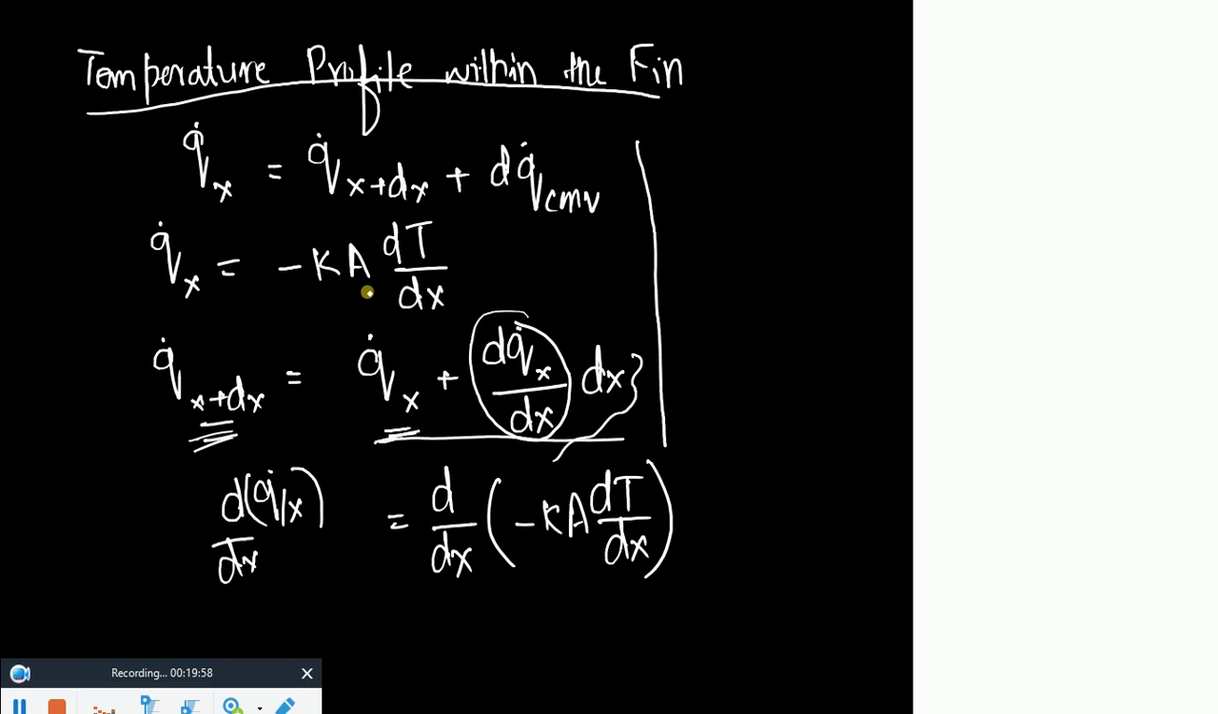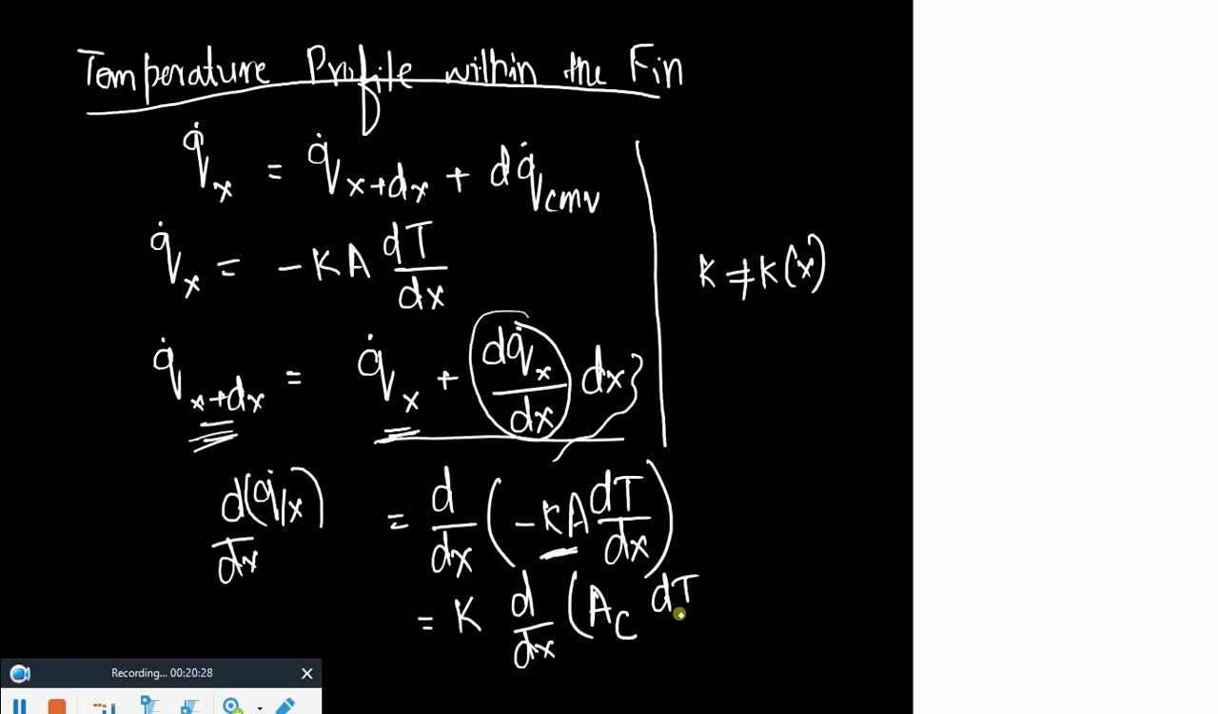Okay. So we were talking about this point. Let's assume that this k is not a function of x. I assume that this k is not a function of x. So I can take it outside. So this would become k d by dx, and let me put a small subscript which represents that it is a cross-sectional area, Ac. And then you would have dT by dx.